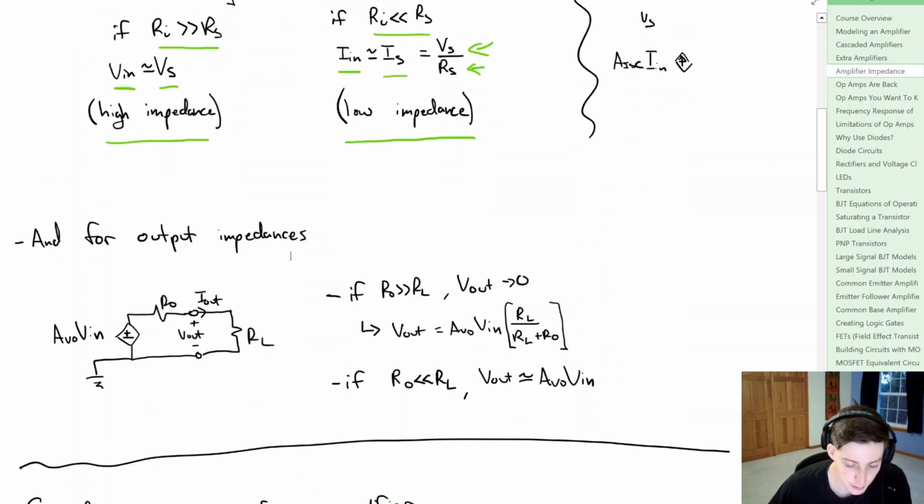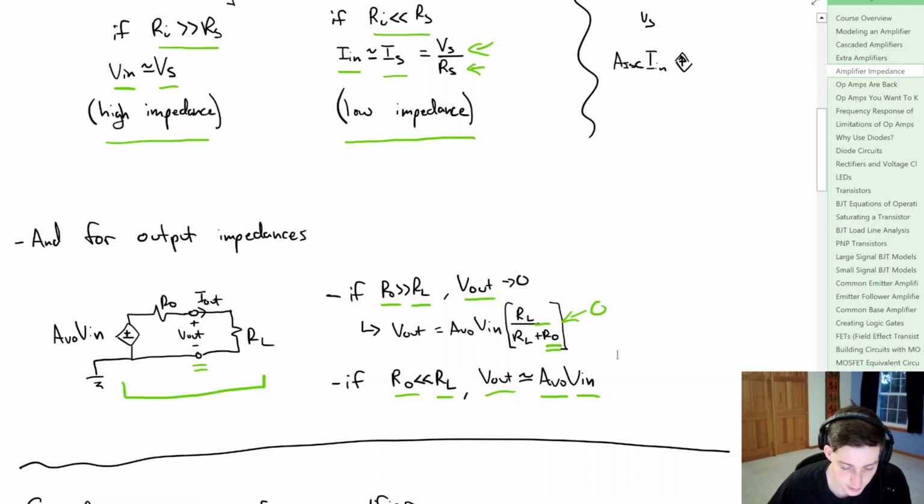Now for the output impedance, we're just looking at the right-hand side of the amplifier circuit above. If the output impedance is much, much greater than the load impedance, we know that Vout, the output voltage, is going to be approximately equal to 0, or it's going to tend towards 0. We can see that in the math here, because if the output impedance blows up, this whole term tends to 0. Now, if the output impedance is much, much less than the load impedance, the output voltage is approximately equal to the open circuit voltage gain multiplied by the input voltage. So we have our cases for high and low impedance for the output.